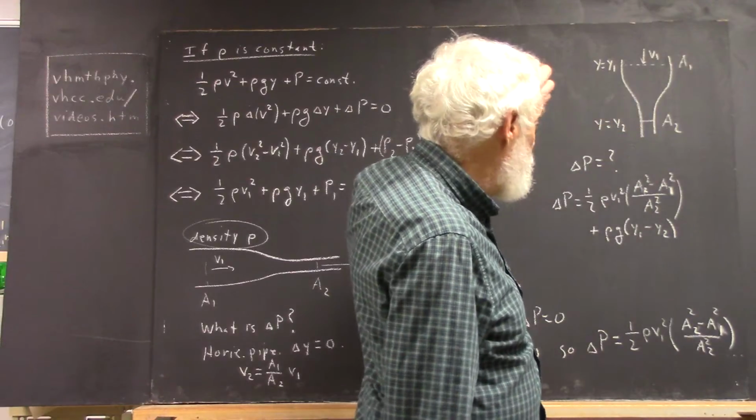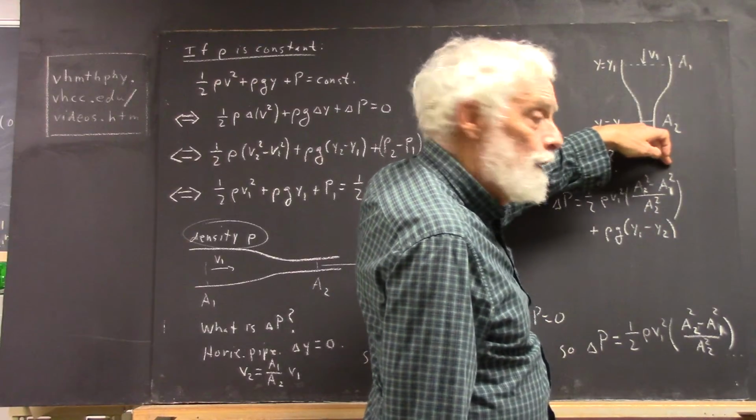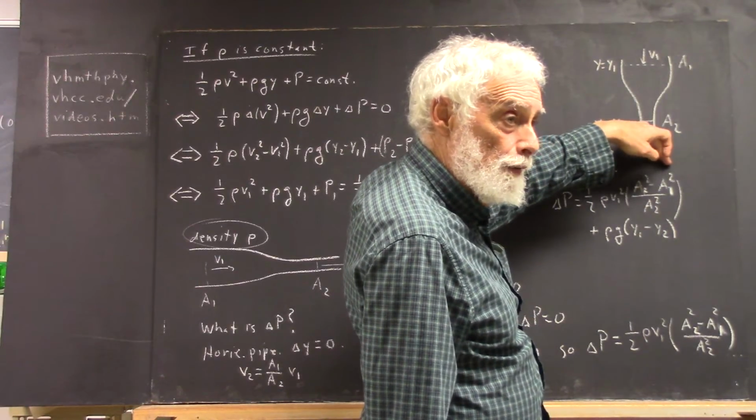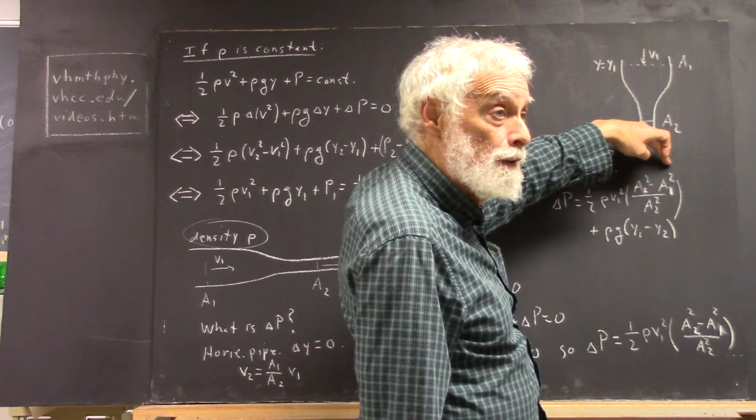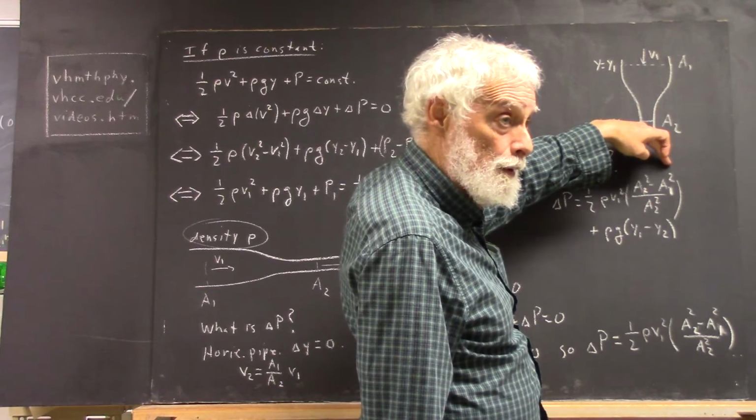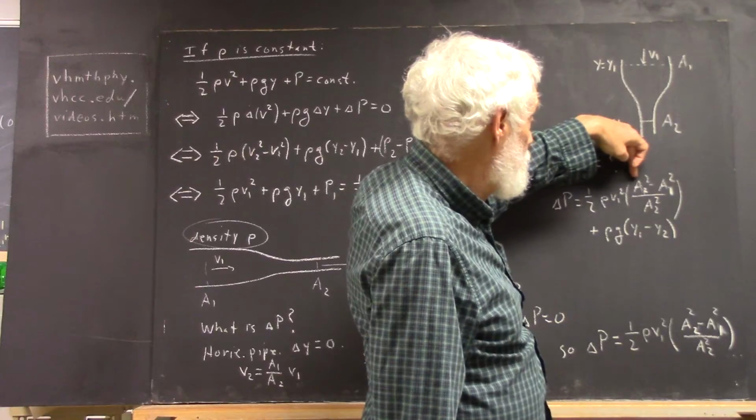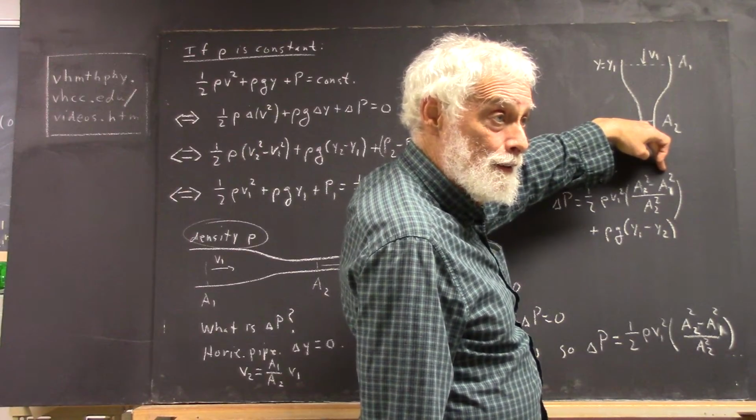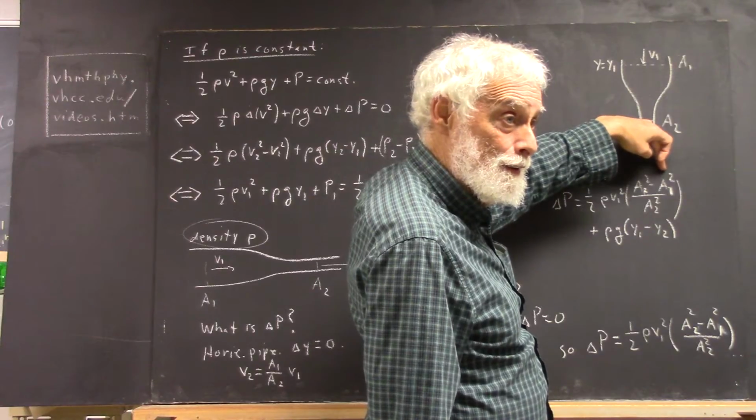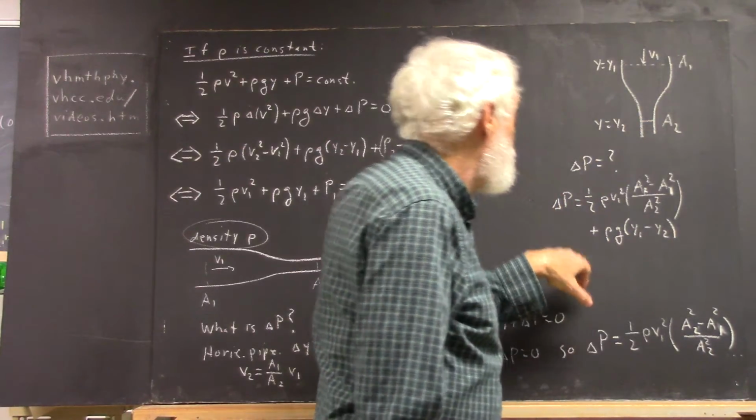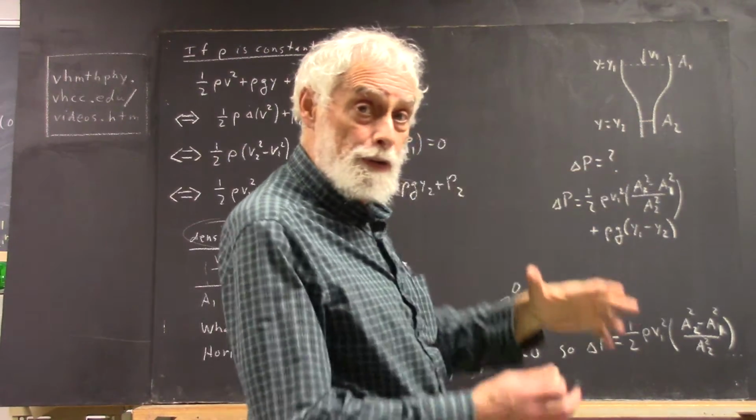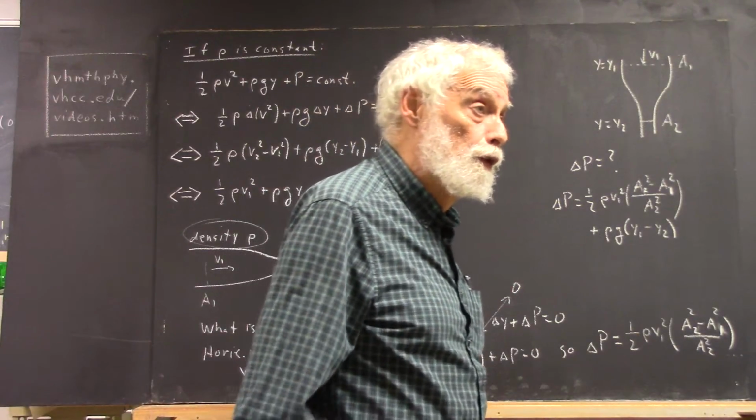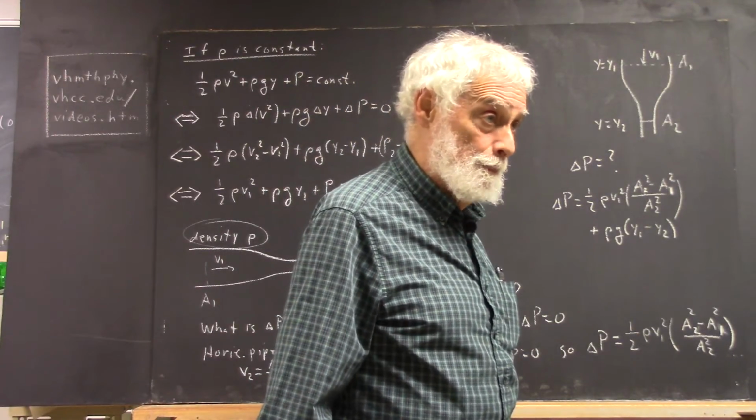Okay, so should this be positive or negative then? It should be negative, okay? And let's see, A2 is less than A1, so yeah, it's negative, okay? So this goes along with our intuition about energy usage and forces and so forth, okay?